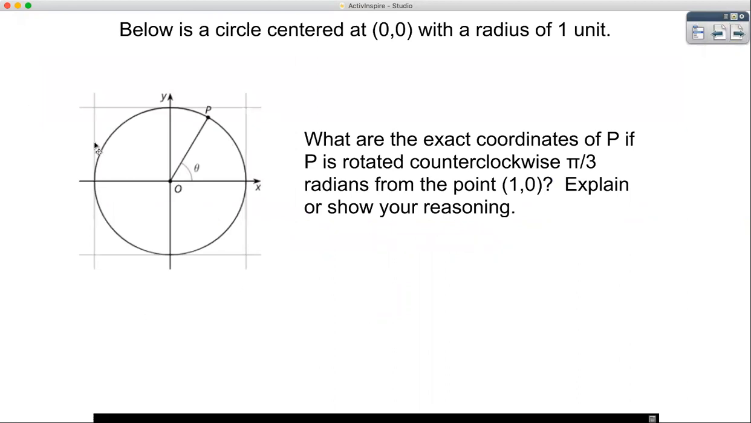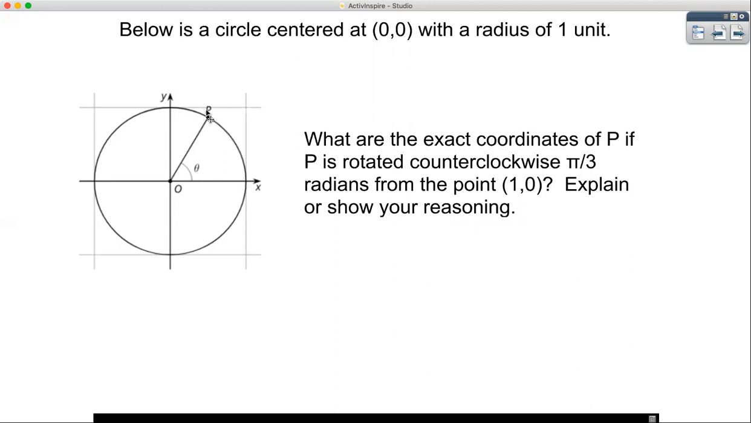I'm given a unit circle, and I know that it's a unit circle because it says that below is a circle centered at 0, 0, the origin, with a radius of 1. What we need to do is figure out the x coordinate of P if P is rotated counterclockwise pi over 3 radians from the point 1, 0. So here's my point 1, 0, and P has been rotated counterclockwise pi over 3 radians from that point.